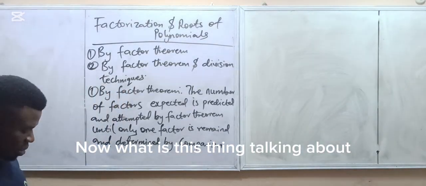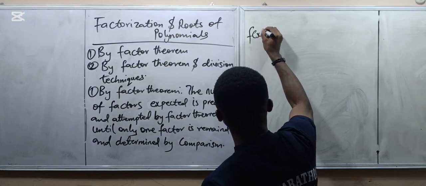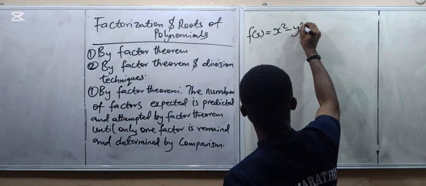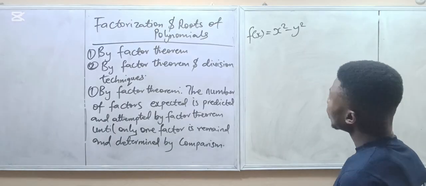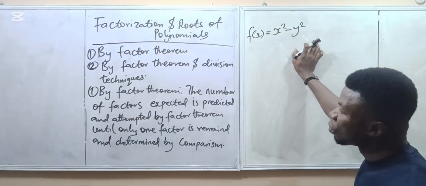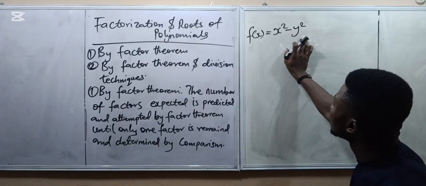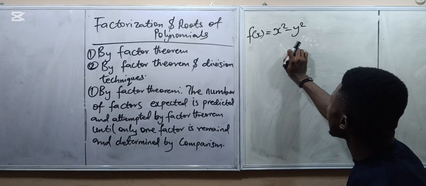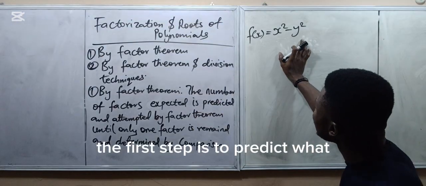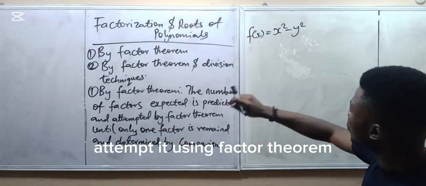Now, what is this thing talking about? If we have f of x to be something like x squared minus y squared, I want to illustrate something now. And of course, here, we're not given any divisor, and we want to get the factors of this polynomial. And of course, the factors will be 2. And then how do we determine the factors? The first step is to predict what the factor could be and then attempt it using factor theory.